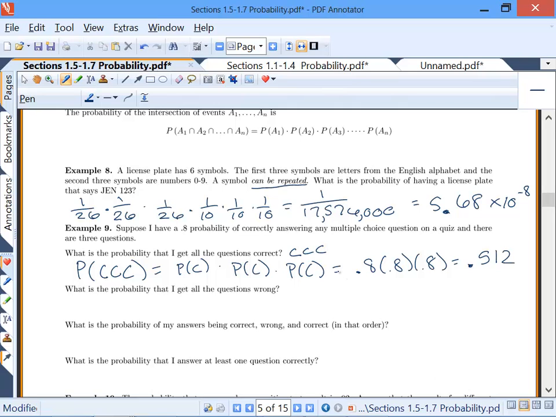So if you want the first one correct and the second one correct and the third one correct, you're doing an intersection, and so we just multiply the probabilities. So the probability, if I want to get them all wrong, so wrong, wrong, wrong, so I need the first one wrong, and then the second one wrong, and then the third one wrong, what would that be? 0.2 times 0.2 times 0.2. So 0.008.